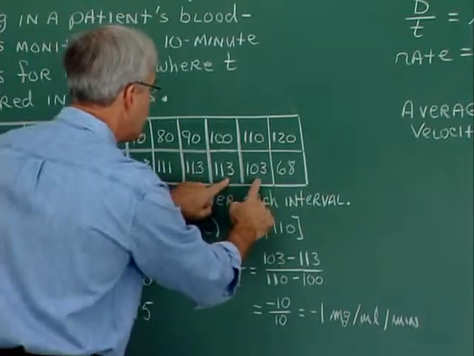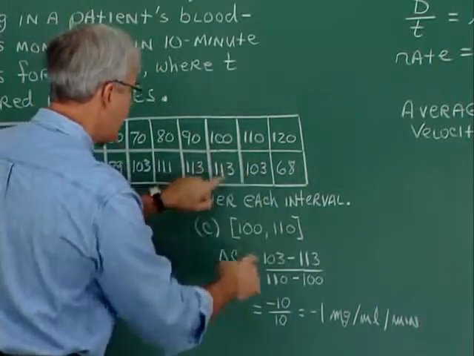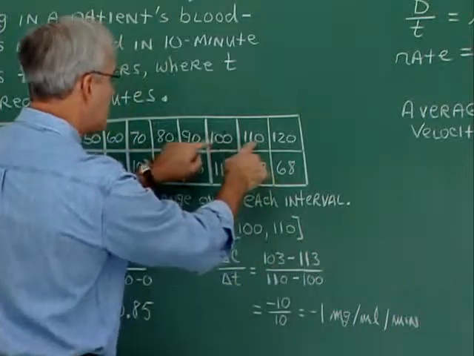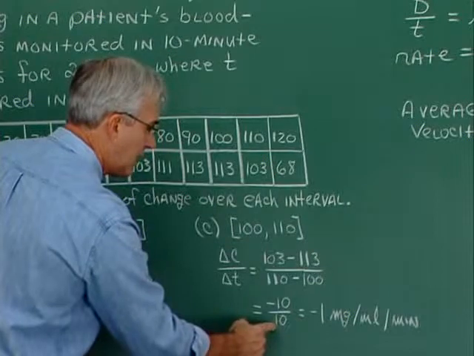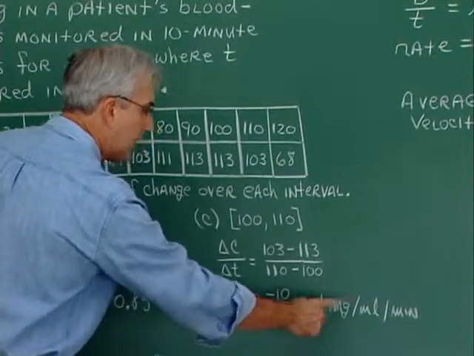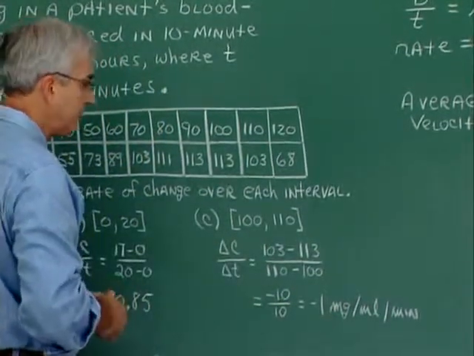The change in C is 103 minus 113, and the change in time is 110 minus 100. So that's negative 10 over 10, or negative 1 milligrams per milliliter per minute.